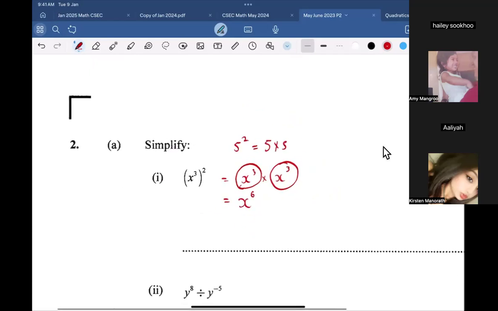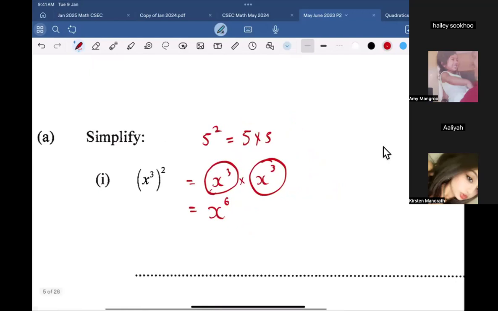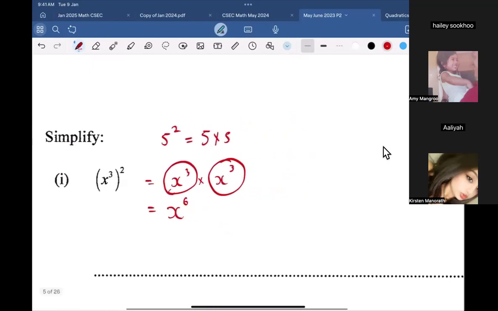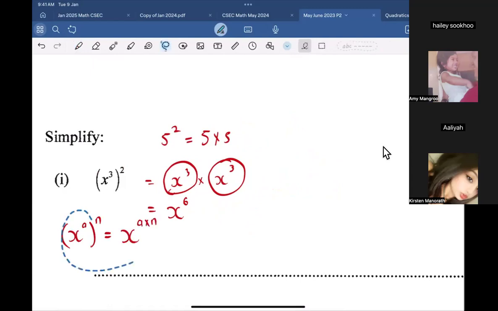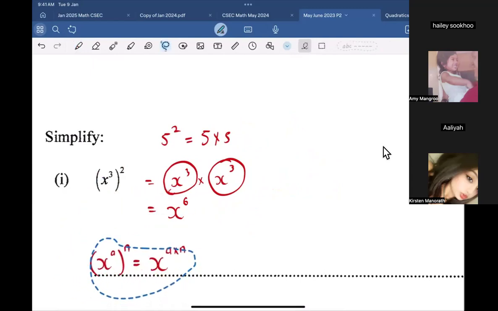But there's a simpler way to do it, with your rule, I'll show you that. So the indices rule here is that anytime you have x to some power a, and you're raising it to the power n, the answer would just be x to the power a multiplied by n. So I have x to the power 3, raised to the power 2. So 3 by 2 is 6. You can look at it in any way you want. So the answer is x to the power 6.